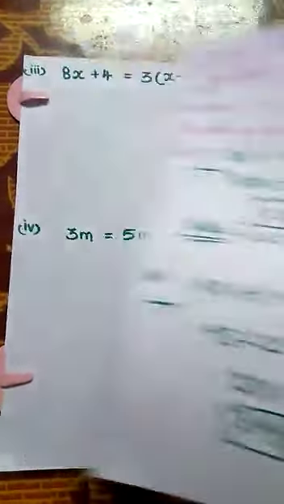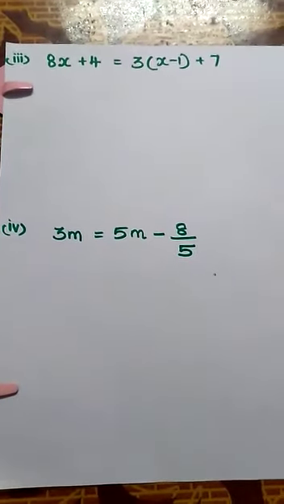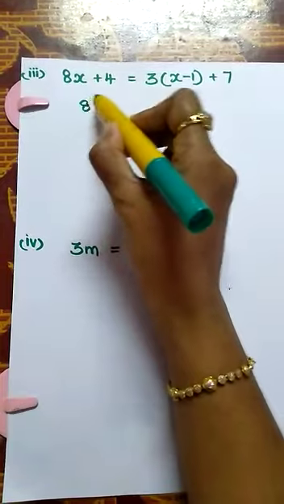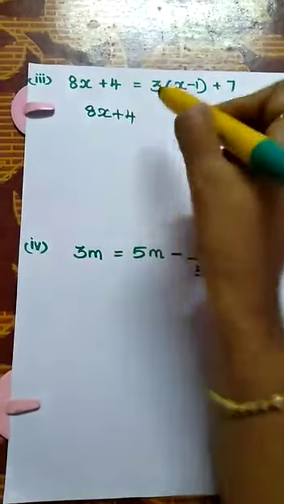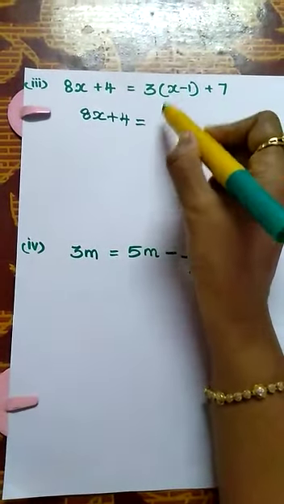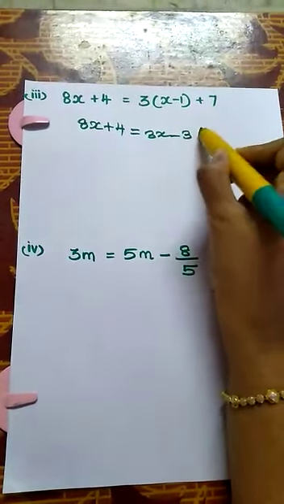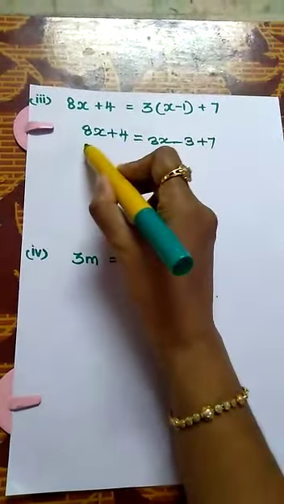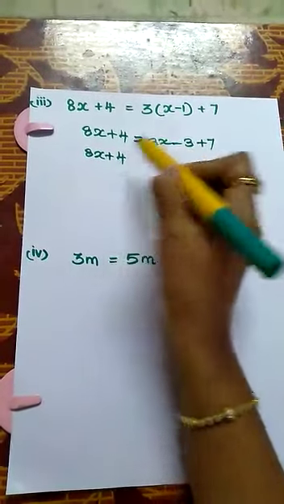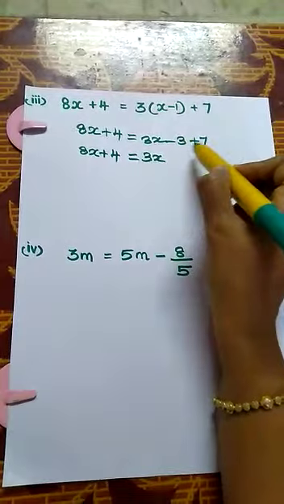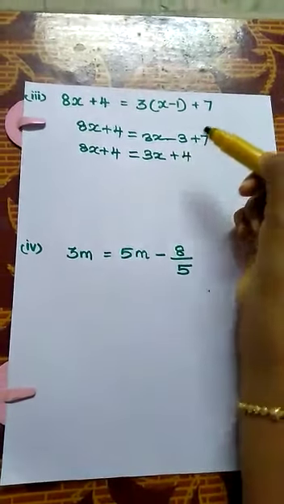Next problem. 8x plus 4 is equal to 3 of x minus 1 plus 7. First we take the LHS directly, 8x plus 4. RHS, 3 into x, 3x. 3 into minus 1, minus 3. Plus 7. Now 8x plus 4 is equal to 3x. What is minus 3 plus 7? That is plus 4.